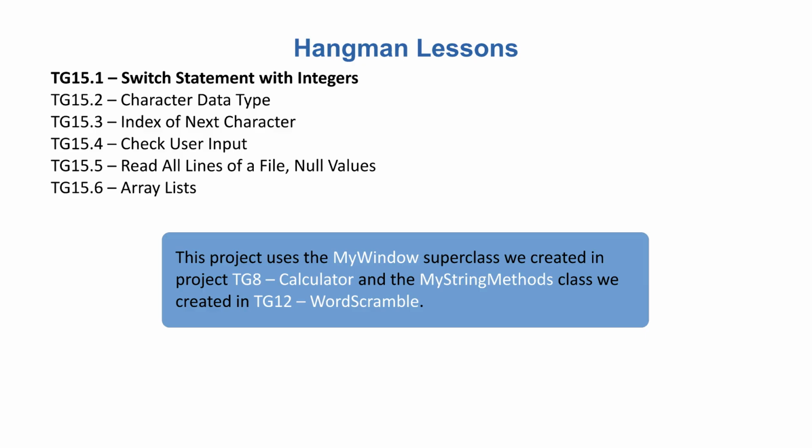This is lesson TG15.1, where you'll learn to use a switch statement with integer values. This project uses the MyWindow superclass we created in project TG8 Calculator and the MyStringMethods class we created in TG12 Word Scramble. Let's start writing the next program.